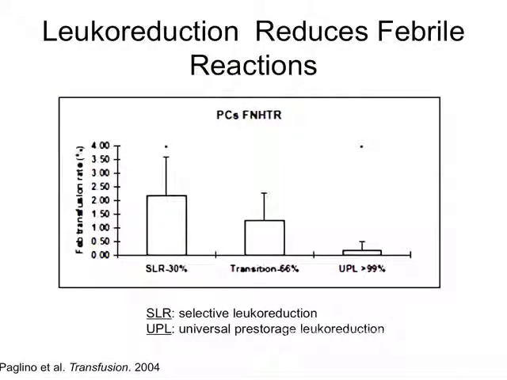So why leukoreduced blood? Leukoreduction reduces febrile transfusion reactions. These are data from a center that transitioned from a period of selective leukoreduction, where 30% of units were leukoreduced, to a transitional period, and then a universal leukoreduction period. And as you can see, the incidence of febrile reactions went down with that transition. And these data have been replicated in many other centers.